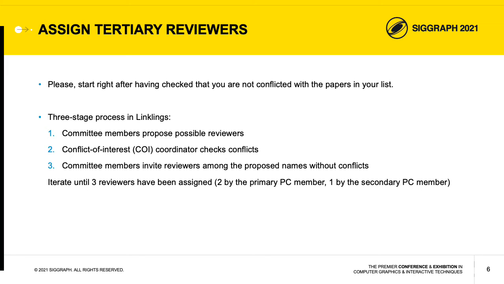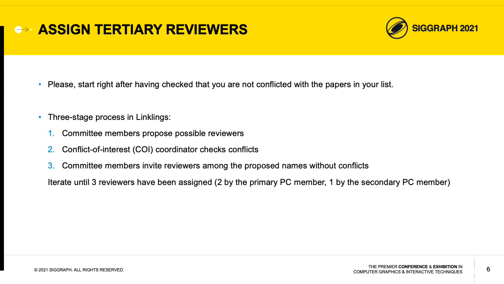Once you have checked that your list of papers does not have any conflict of interest, you will assign tertiary reviewers. This is a three-stage process that happens in Linklings. First, you will propose possible reviewers for this submission. Then a conflict of interest coordinator will check that the paper's authors are not in conflict with these reviewers. And finally, you and the other committee members will invite reviewers to actually review the papers among the list of people who have been cleared of conflict by the coordinator.